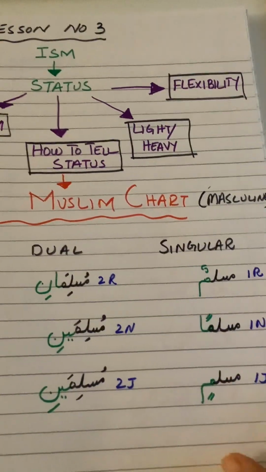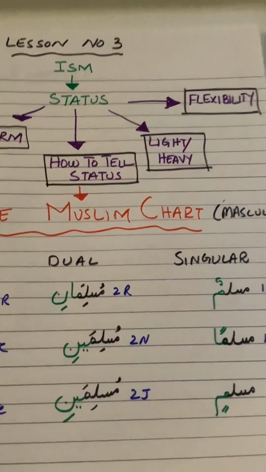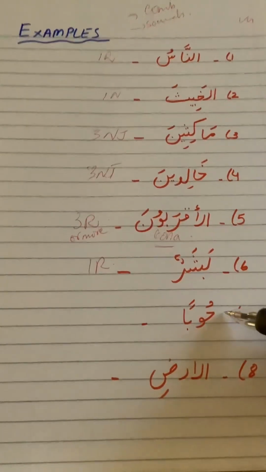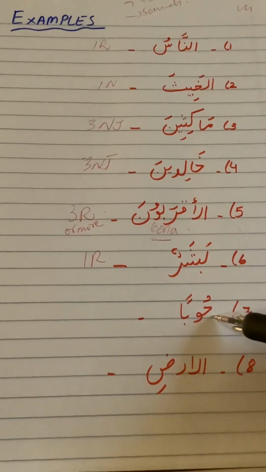Basharun is one rafa, just like Muslimun. Muslimun is one rafa, right? So Basharun is also one rafa. That means it might be a doer of a fail. Now the second last example for today is Huban.